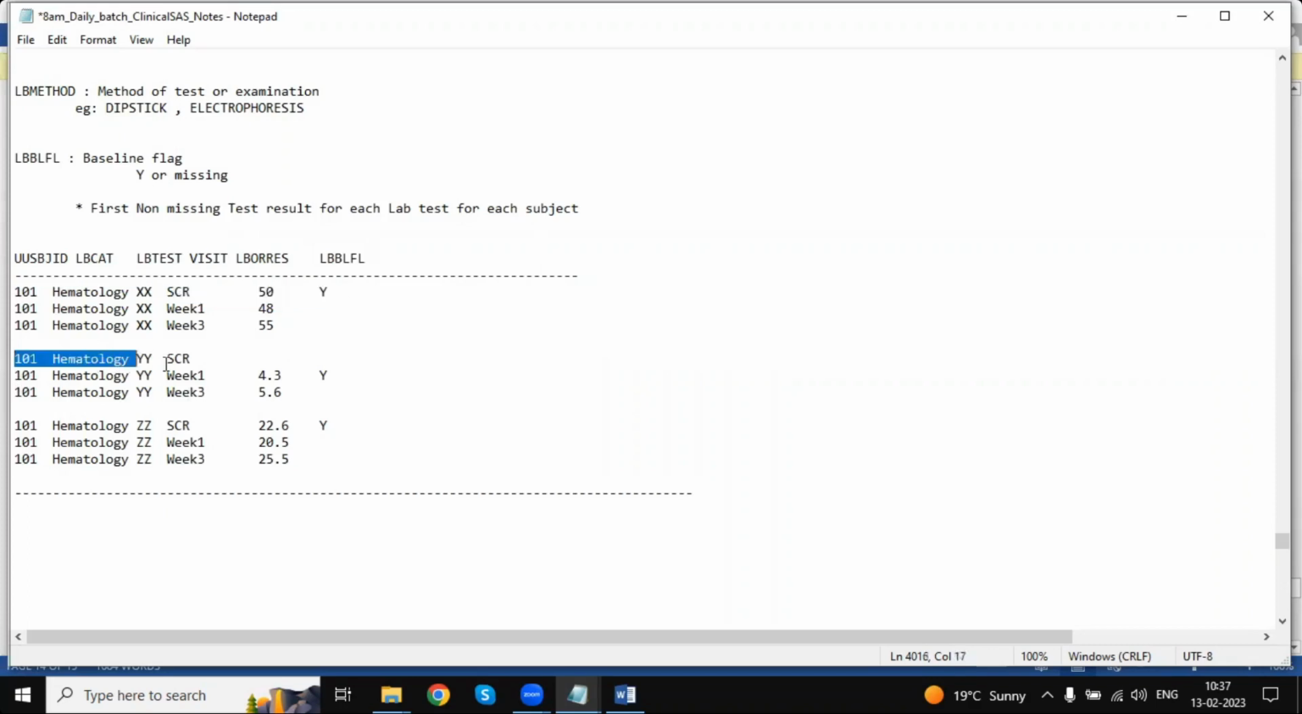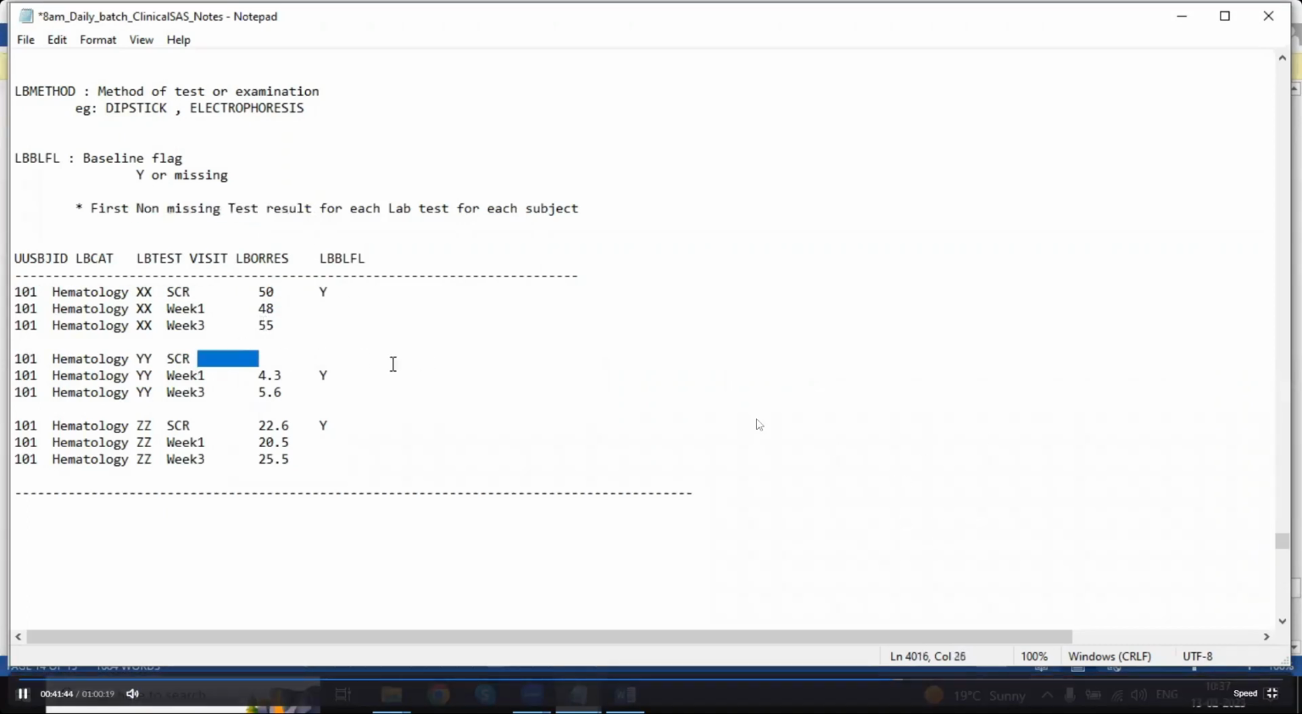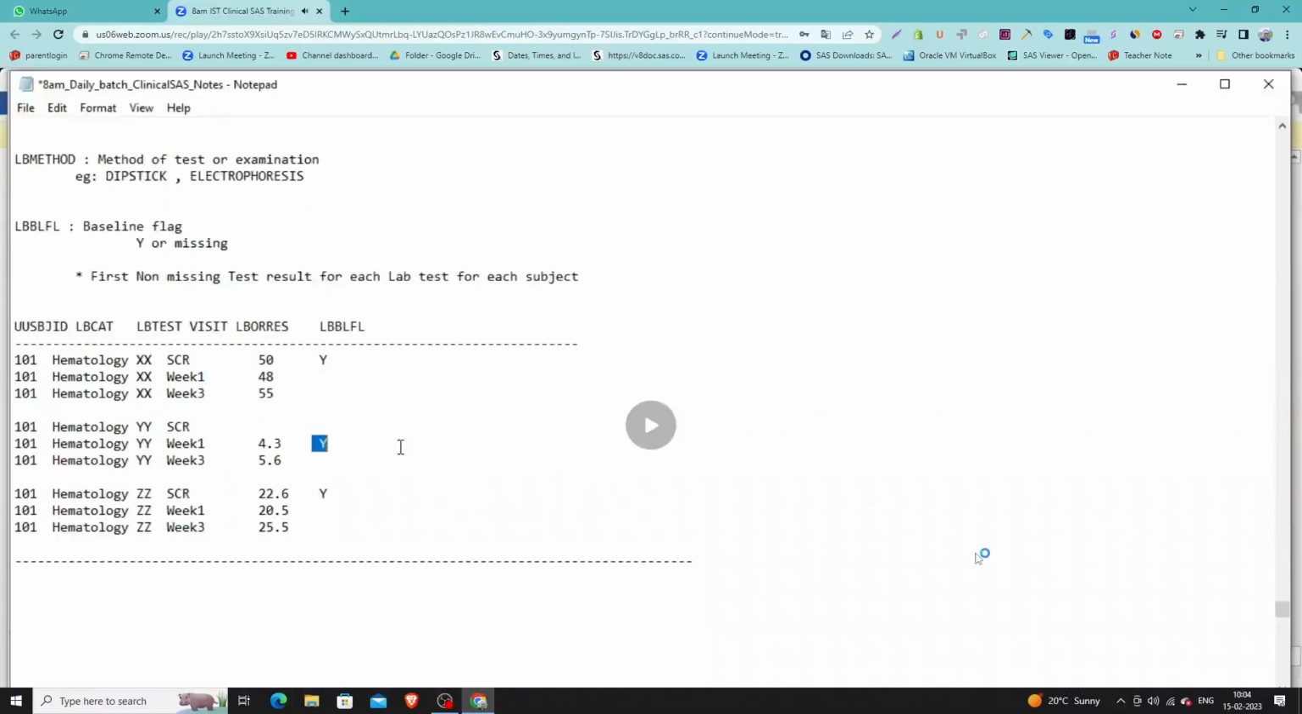Okay. For example, if it doesn't have a first test result, you have to take the first non-missing test result. If it doesn't have a result, you're not supposed to take it. The next result you have to take as the baseline.